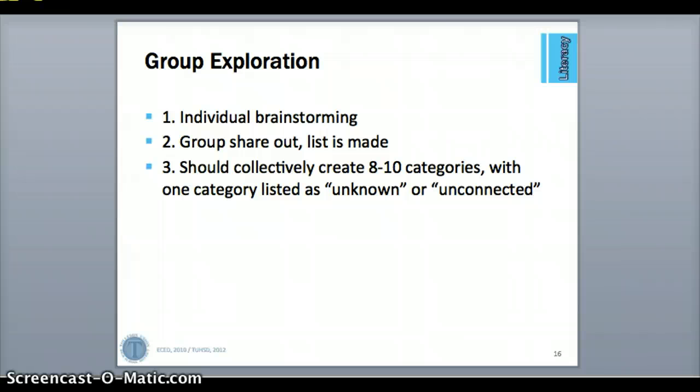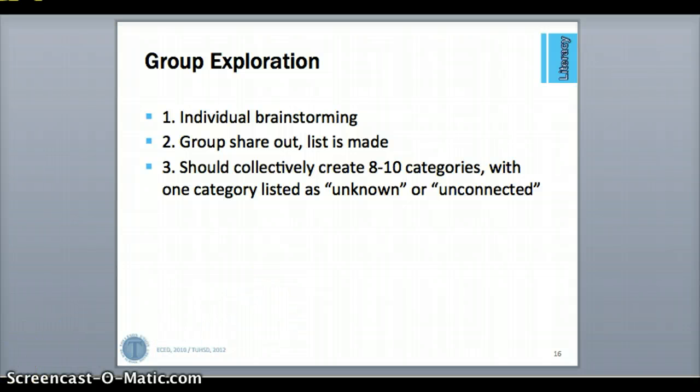Next, they're going to share out in the group. And you need to designate one person to be the scribe. That person's going to write down what everyone says as their categories. And if they have any overlap or if anyone mentions the same, they should just put a check mark. And then together they should create about 8 to 10 different categories. They can have one category listed as unknown or unconnected.